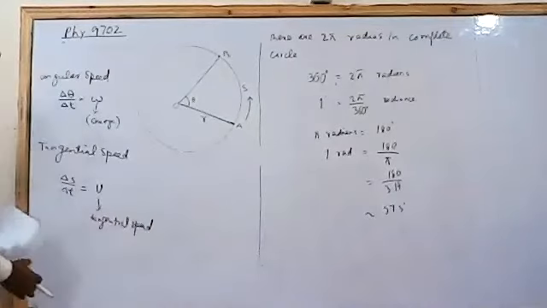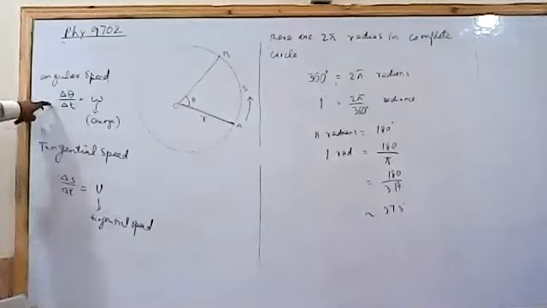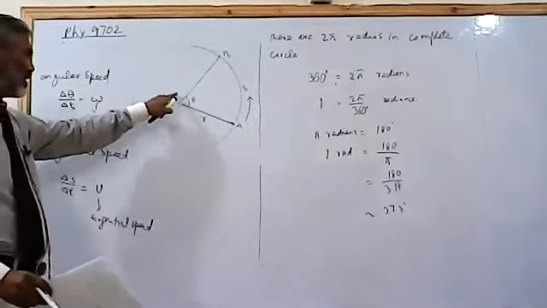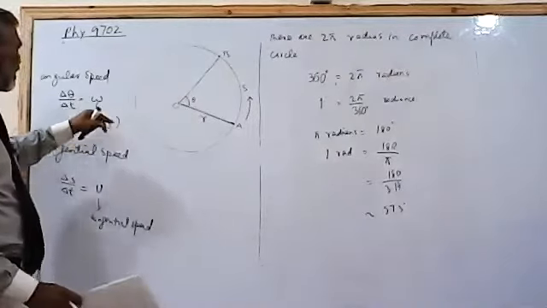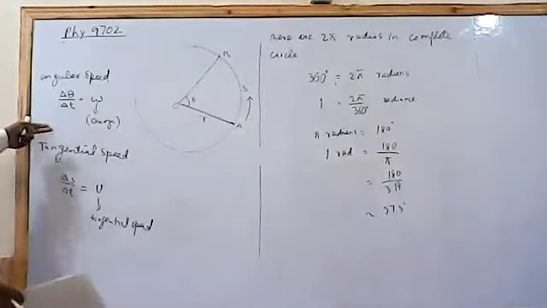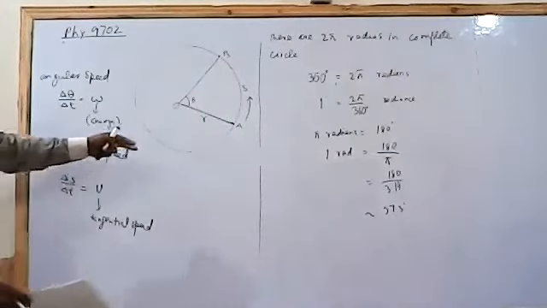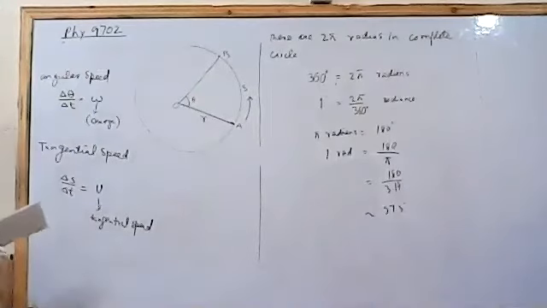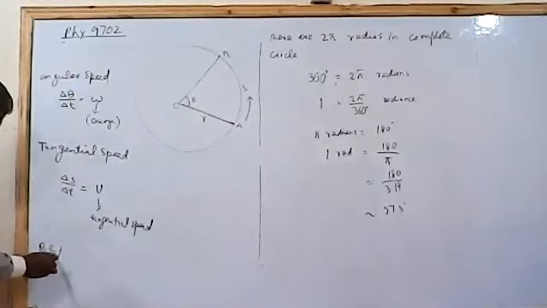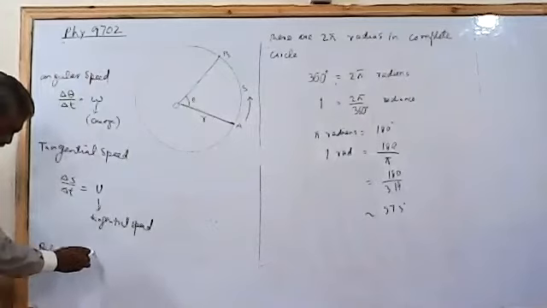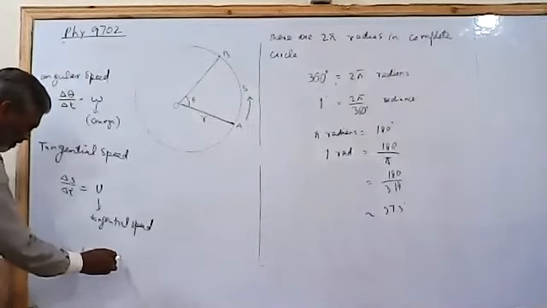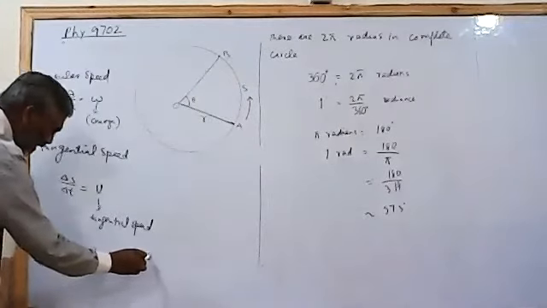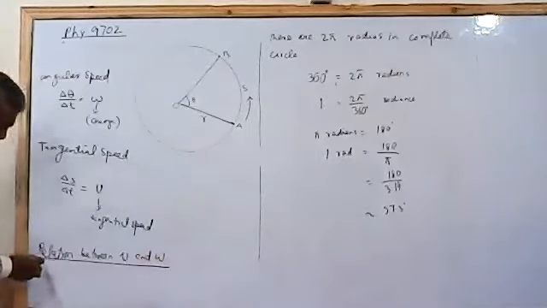I repeat, when we are talking about how fast an angle is swept, we mean angular speed. And when we mean how fast this distance s is covered, we mean tangential speed. These 2 speeds are obviously not the same thing, but they are related. A relation between v and omega. How are they related?